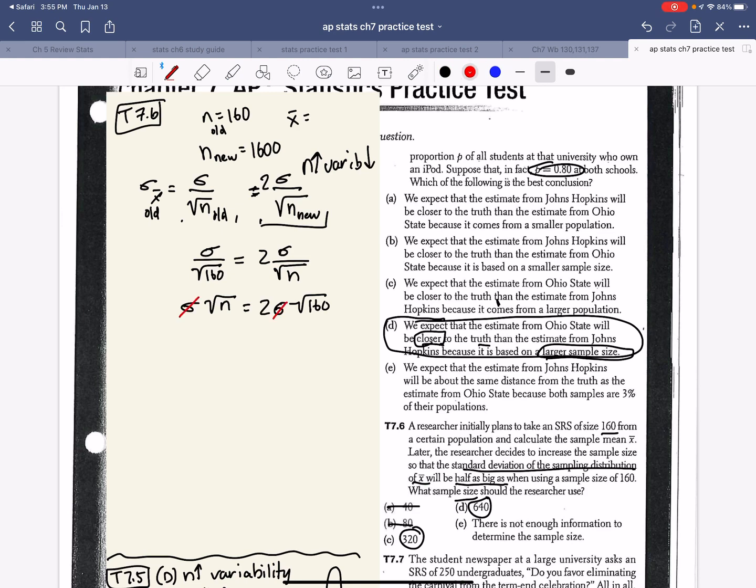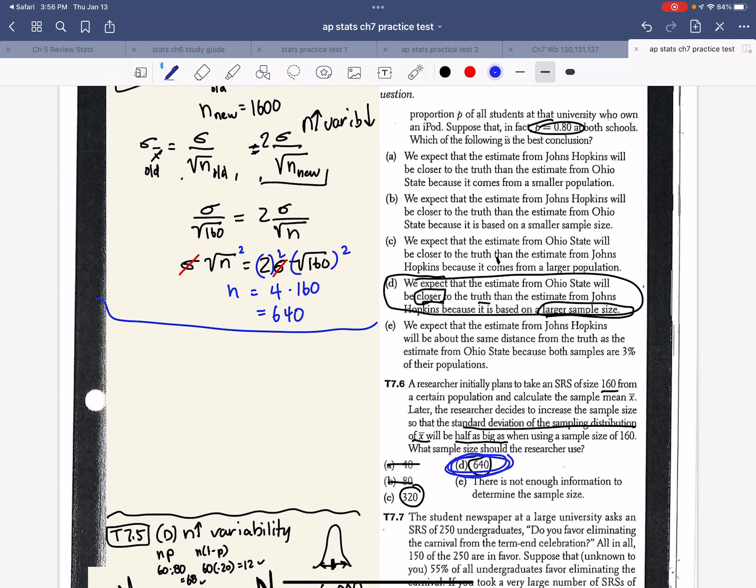And see how I can divide sigma on both sides. So it doesn't matter what sigma is. I can square both sides. Right, so you get n is equal to 4 times 160. Okay, so that would be 640. That's our answer. All right, that was 76, so 77.